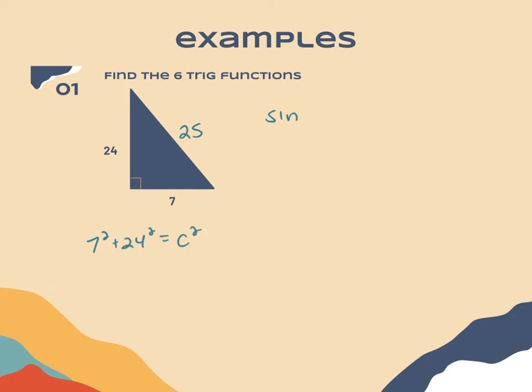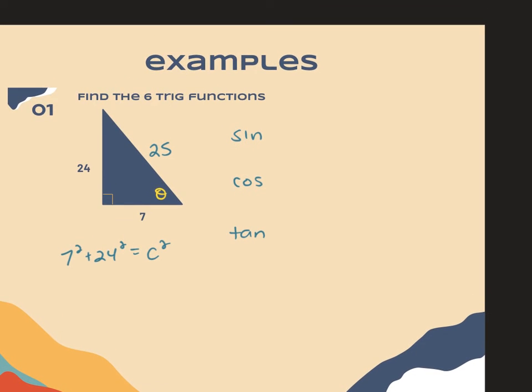So now I want to do sine, cosine, and tangent. I'm going to put theta here. So we're going to say theta is in the bottom right corner. So what is sine of theta? What's opposite theta? 24. What's the hypotenuse of this triangle? 25. What's the cosine of theta?